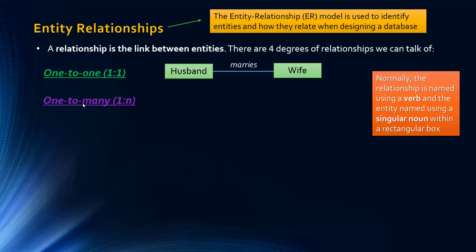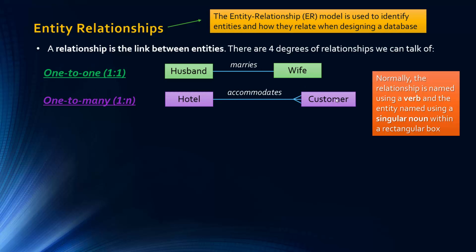So a one-to-many relationship might be written as 1 to n. So an example, a single hotel can accommodate many customers. And this kind of notation is called, I believe, crow's foot notation. And you can kind of see where the name comes from. And so this is representing the many side, this is our one side.